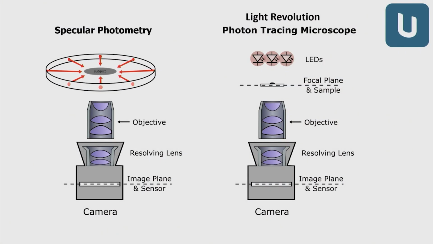So just to give you a sense, the specular setup, we're looking for reflection. In the case of the photon tracing for refraction, the LEDs point basically down and they're off-axis and they go through the subject into the microscope. So it's incredibly simple compared to a normal microscope. All of the work is done in the computation.